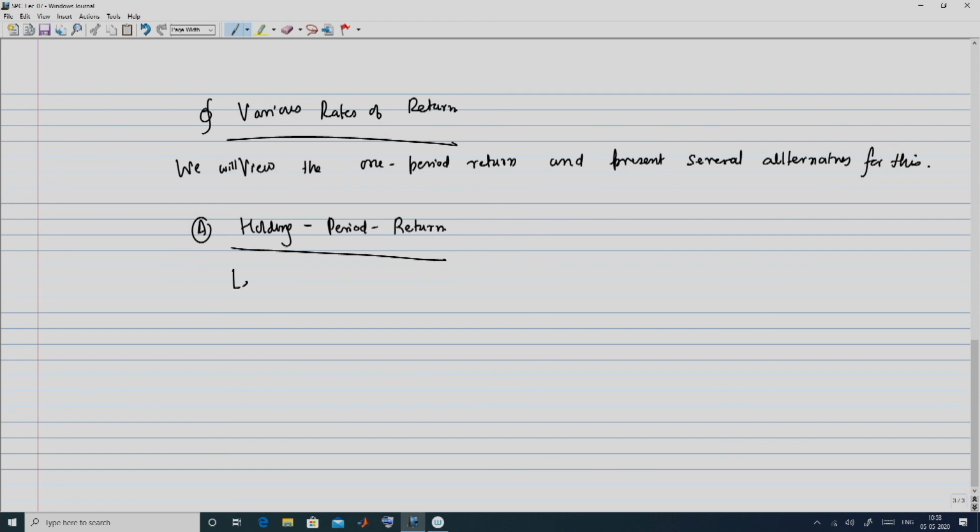So, accordingly, let me introduce some notations. I will say let P naught be the price at which a stock, and by stock I basically mean a risky asset in general, is purchased by an investor at the beginning of the holding period.